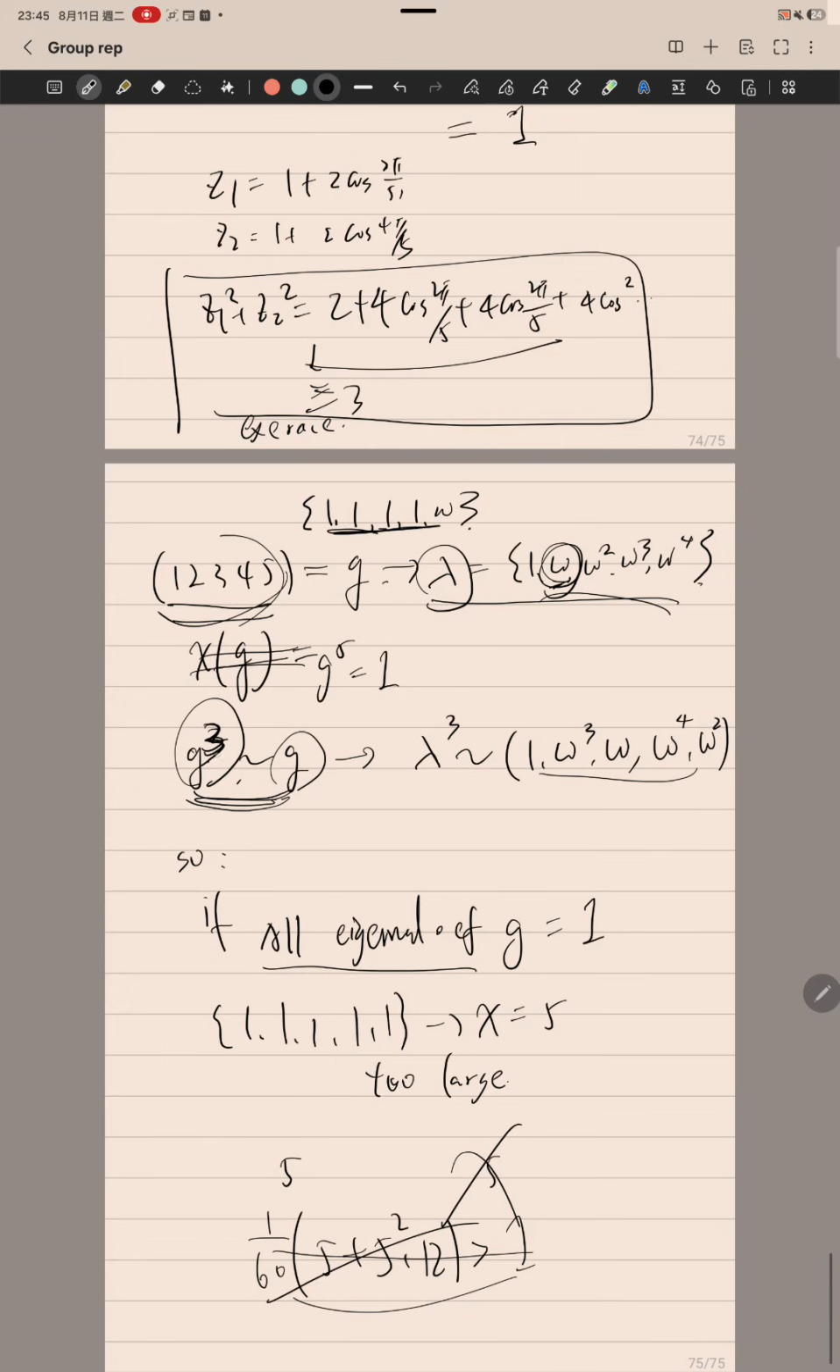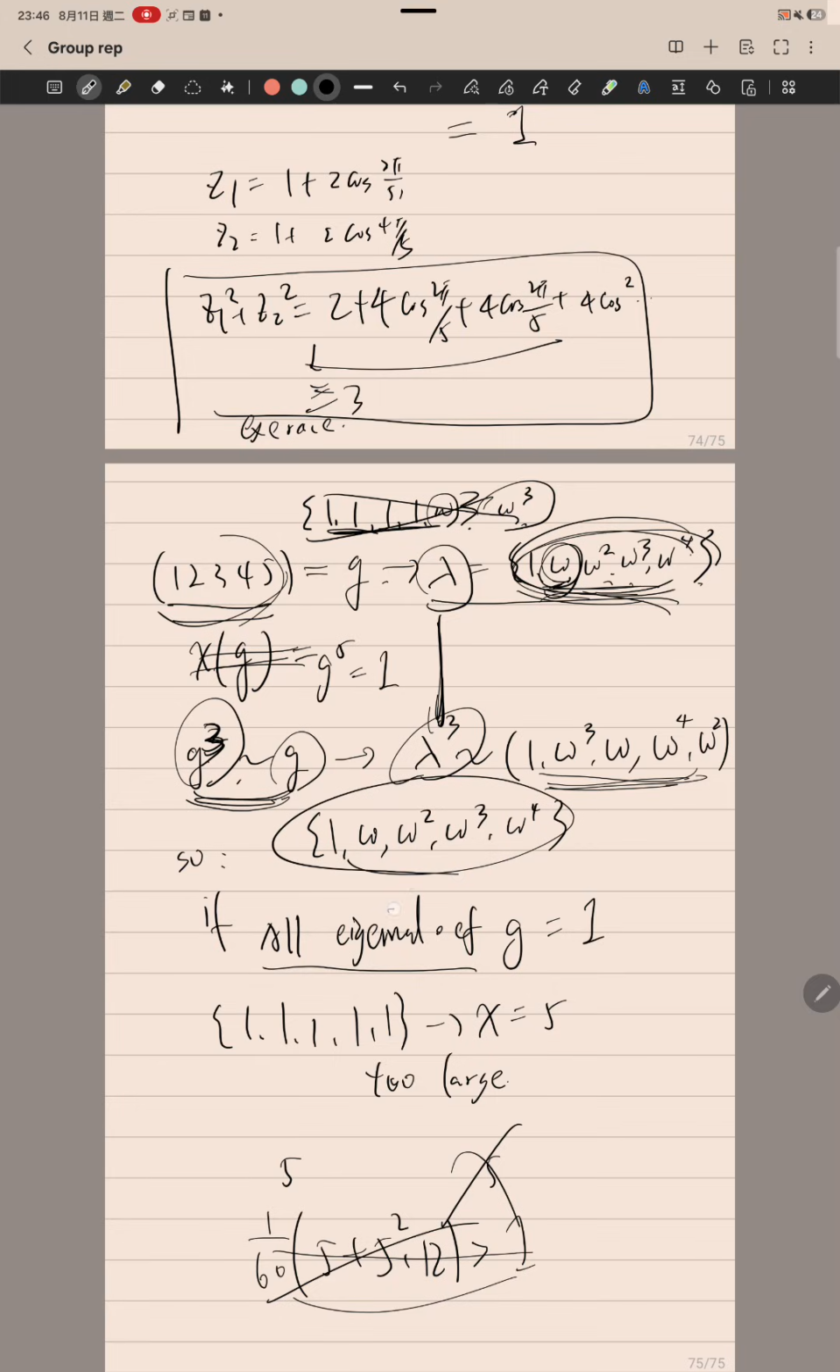But you still have G cube, right? And the trace must be the same. So this cannot happen because you need to contain the omega cube. You need to contain the omega cube. Okay, and my guess is that these 5 of them must happen together. So your eigenvalue structure must be 1, omega, omega cube, omega third and omega fourth. These are the only possibilities such that when you do the cube, you can get all of it. Okay. This is my guess, because you cannot contain 1, 1, 1, 1, omega.